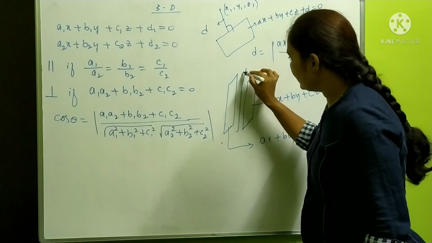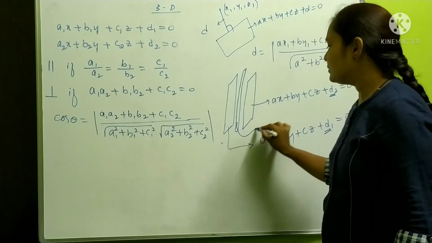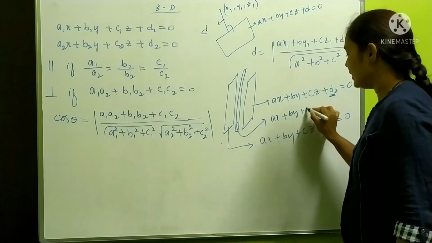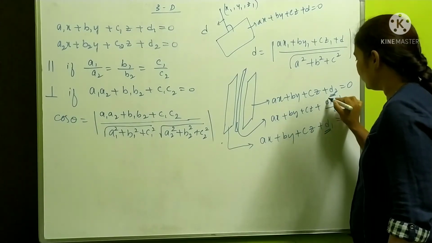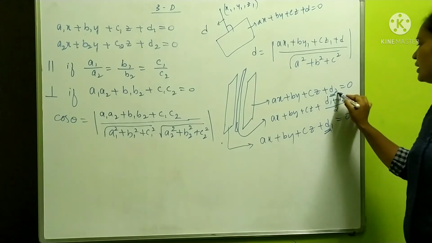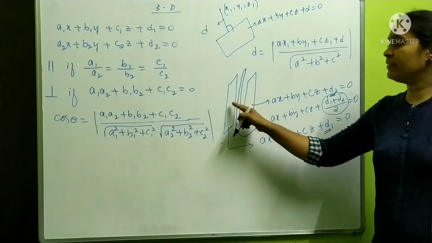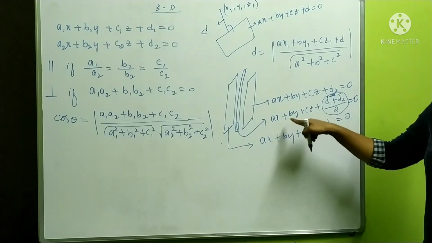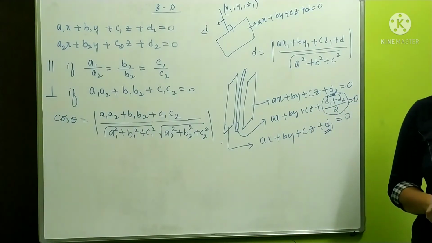Okay. Suppose you have another plane which is exactly in between these two. Then this plane's equation is given by ax plus by plus cz plus (d1 plus d2) by 2 is equal to 0. Look at this. Same as with parallel lines. If it is in between these two parallel planes, then its equation is given by ax plus by plus cz plus (d1 plus d2) by 2.